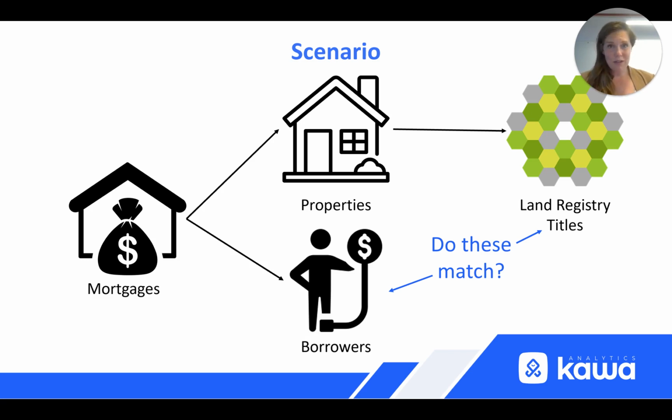And there's a bunch of reasons why they might not match. It could be that they go by different names, like a nickname and a formal full name. It could be that they got married and had a last name change in between each of these things being updated. Or it could be that for some legitimate reason, the owner is actually different to the borrower, like somebody's parents bought them a house, for example.